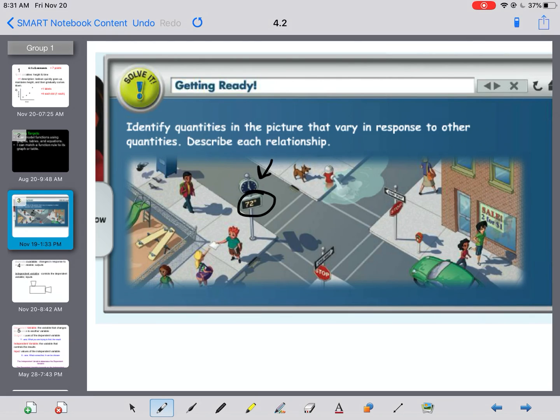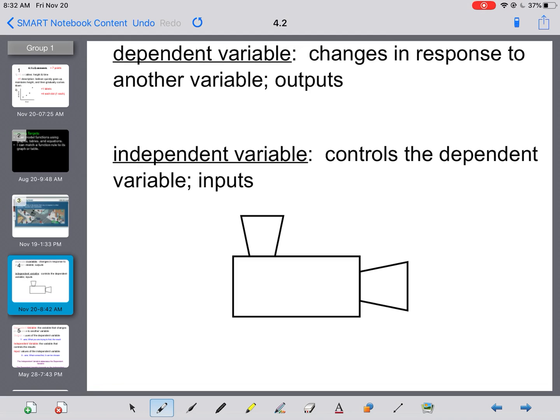Also, the temperature kind of depends on the time. If you think about during the day, it's usually cooler in the morning, and then because the sun comes up, it gets warmer in the afternoon, and then it cools down again. So just take a couple seconds, look at some relationships that depend on each other in this picture, and then we can switch to the next slide.